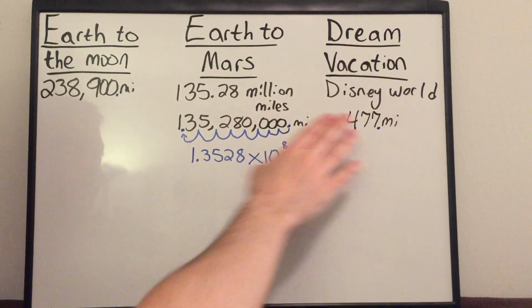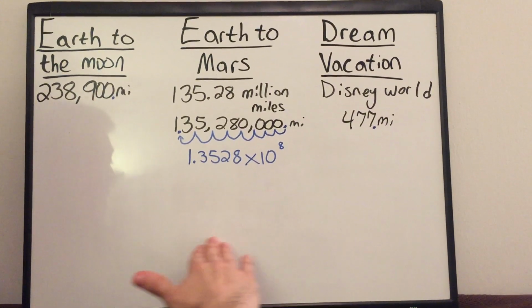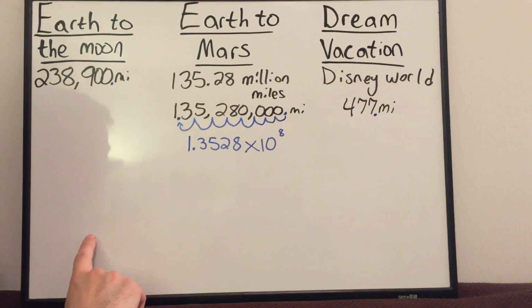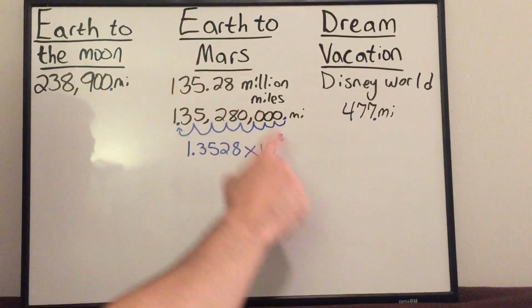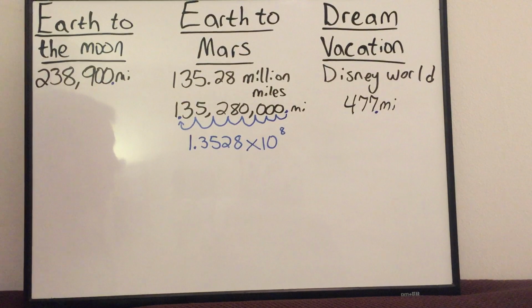And also you're going to try to get these back into scientific notation as well, and then place them in ascending order. Clearly, I would put my Disney World scientific notation answer first, then Earth to the Moon, and then Earth to Mars, because it goes from smallest to largest right there.